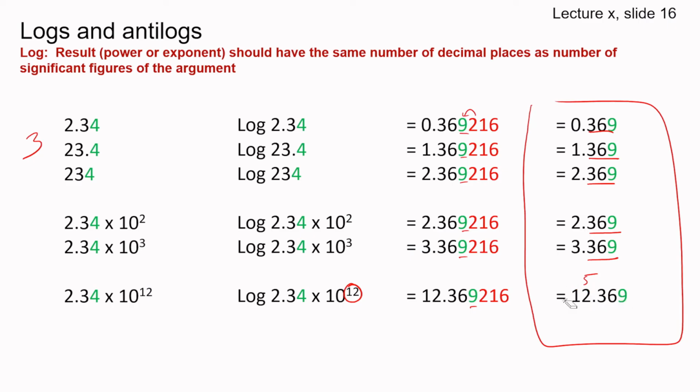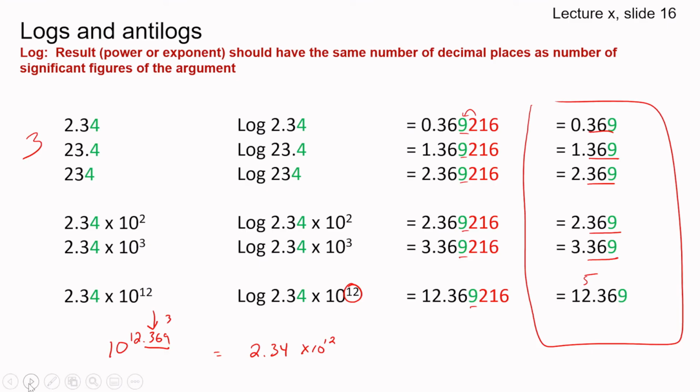So if I was doing an antilog and I had 10 and I raised that to the 12.369, I know this is a logarithm, so this only has 3 sig figs. So when I do the calculation, I know that I can only keep 3 sig figs. Okay? Forward and back is the same thing.